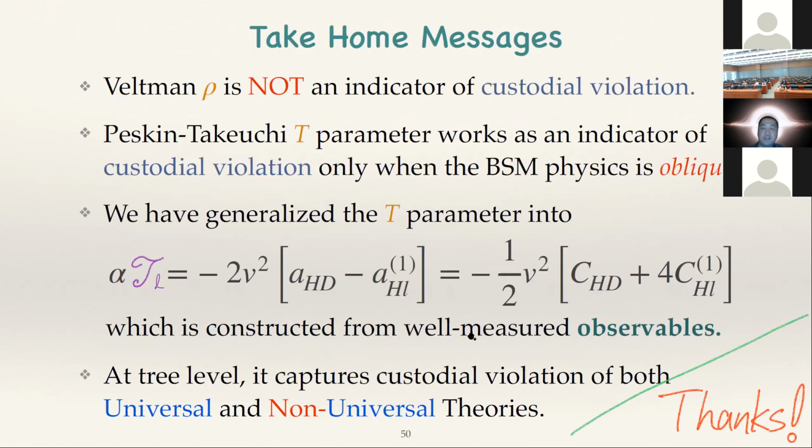And so let me summarize. The take-home message is that the ultimate rho is not an indicator of custodial violation. It actually receives contributions from S, which is a custodial symmetric contribution. Peskin T works as an indicator only if the BSM physics is not oblique, if it's a universal theory. We have generalized the T parameter into our script T, which finally in the Warsaw basis is this. But remember this T is an observable, constructed from well-measured observables. At tree level, it captures custodial violation in both universal and non-universal theories.